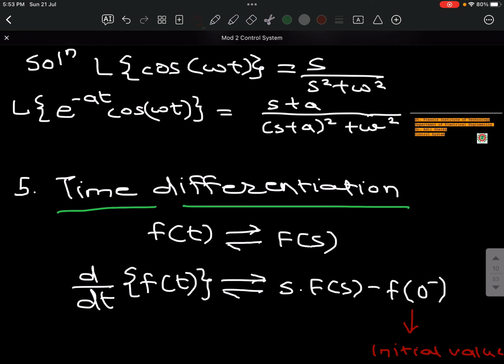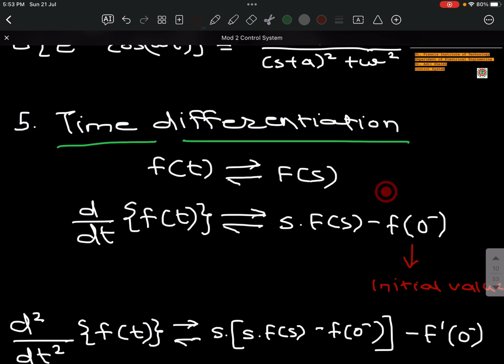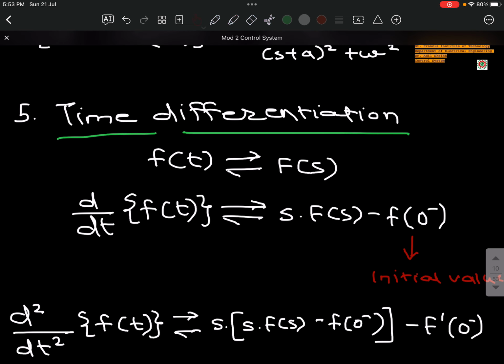Now, the derivative cannot be only of one type, there is a double derivative as well. So if we take a case like this, where we have d square upon dt square of f(t), it will be equal to, listen to it very carefully, s into the first derivative of f(t), minus f prime, again small f prime (0-). Is it okay? So ideally it looks like this.